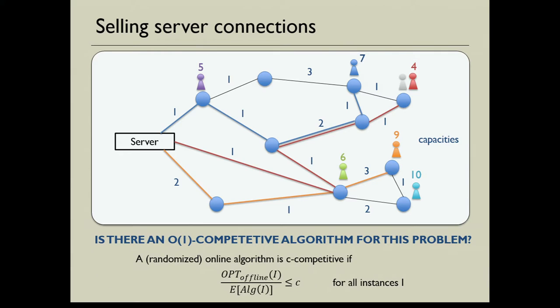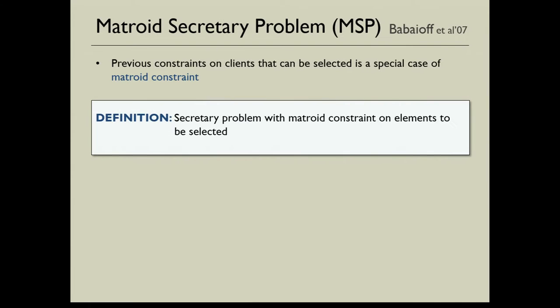And this is, if you know your combinatorial optimization, this is a gammoid. Okay, so this is a special case of a matroid. So the generalization that generalizes them all is the secretary problem where the elements that we want to accept should form an independent set in a matroid. So the two previously I stated were the uniform matroid and the gammoid.